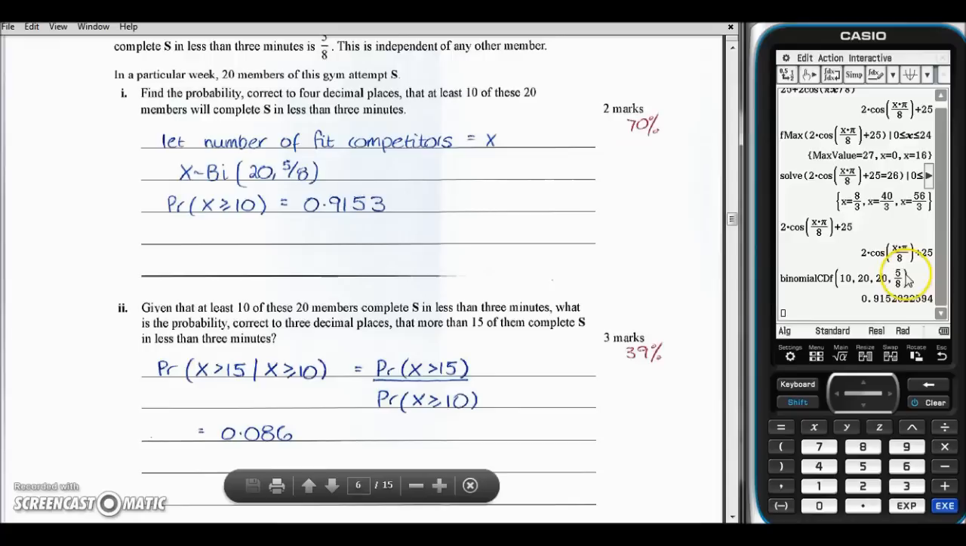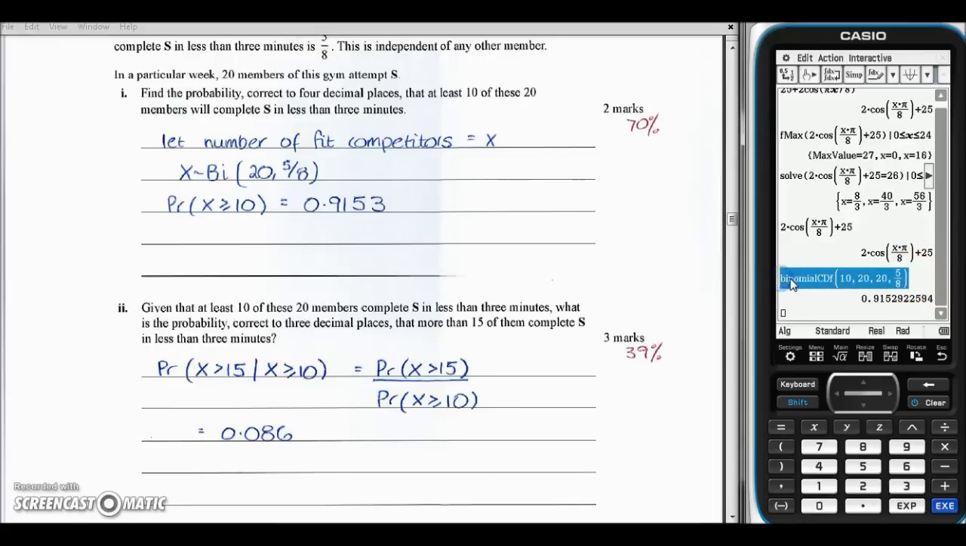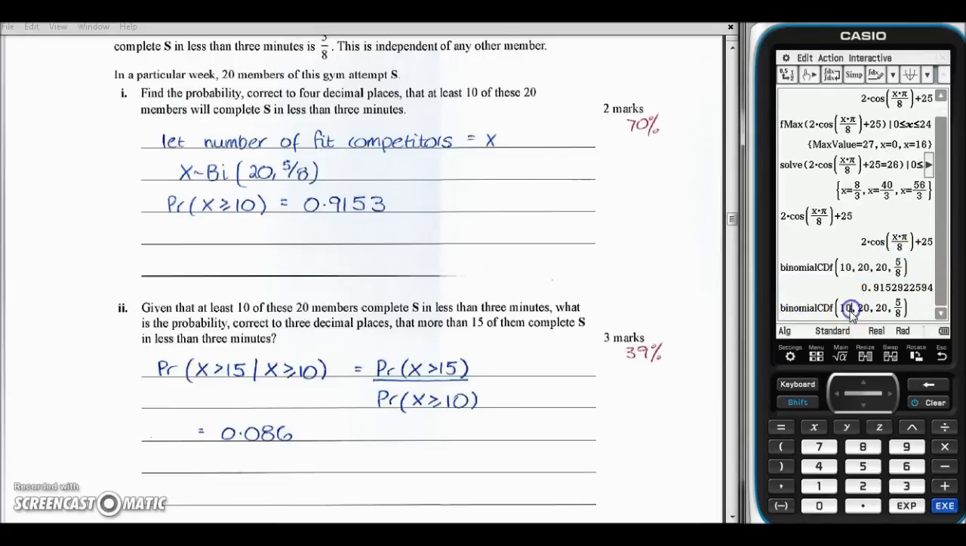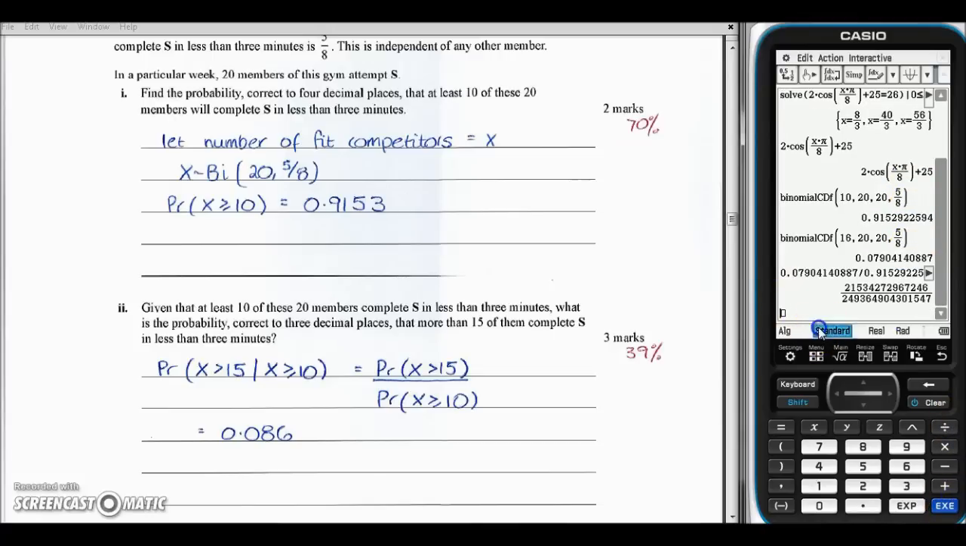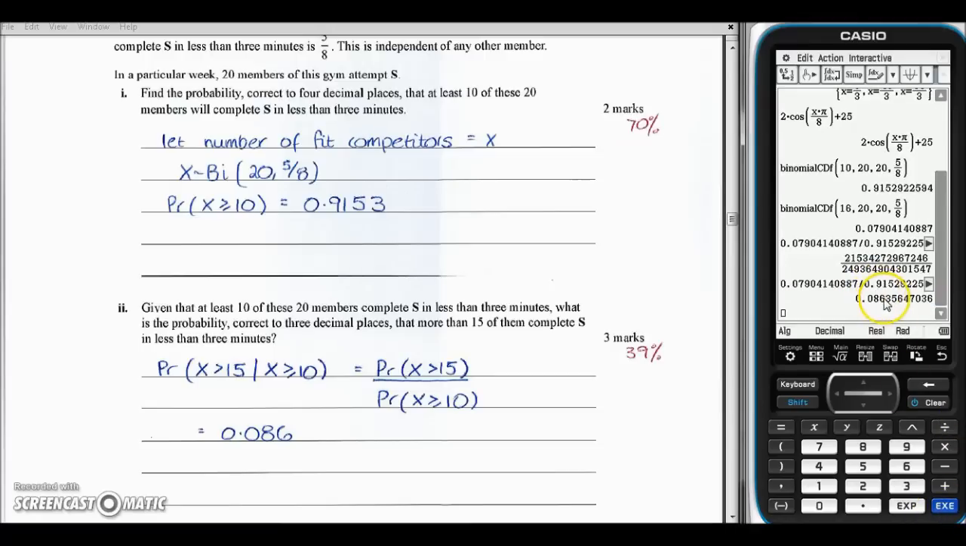So what I could do, obviously I'm going to do it in the calculator, is just re-edit this line, drag it down, change that to 16, not 15, because it's greater than 15, and then we're going to be doing that divided by that. Don't round off the answers until the end. Okay, let's put that in decimal, and we should get 0.086, and we do.